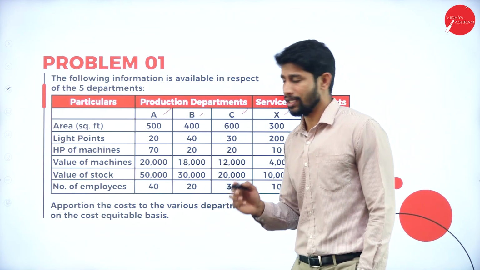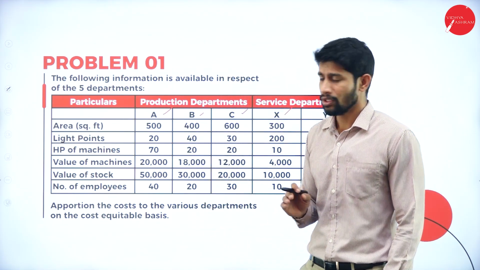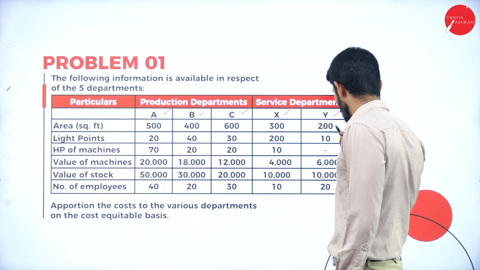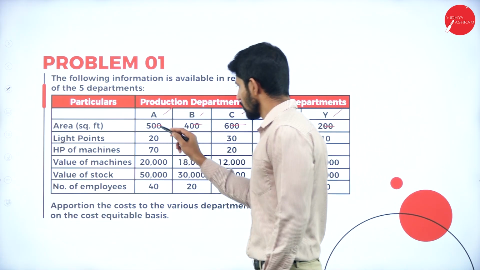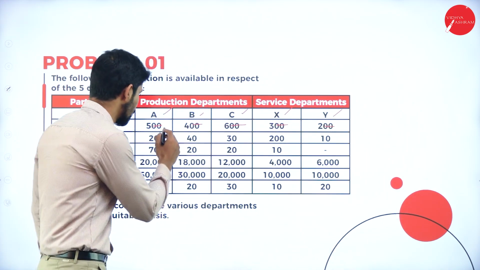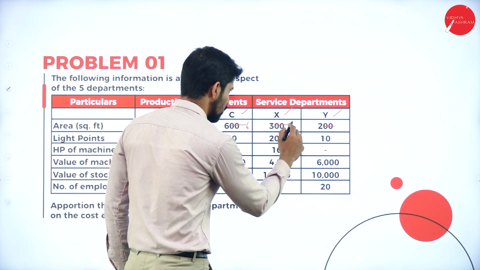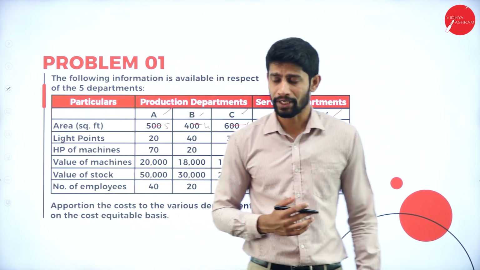Area, here you are supposed to find out the ratio. All have double zeros, so cancel double zeros. Now what is the ratio you got? It is 5:4:6:3:2. That is the ratio of different departments.